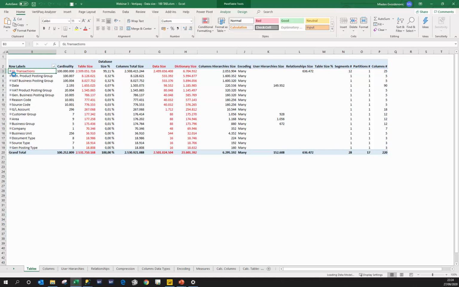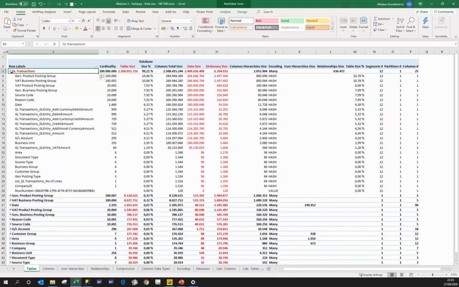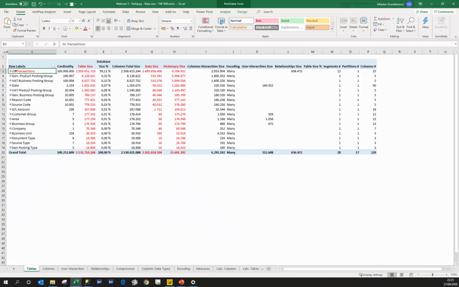Now, going into the next level, we see the columns, and it tells us how much space each of these columns is using. Which just means if we remove these two columns, we will shrink the data size by 20%. So the total data size in here is approximately 2.3 gigabytes, and the dictionary is actually very small.